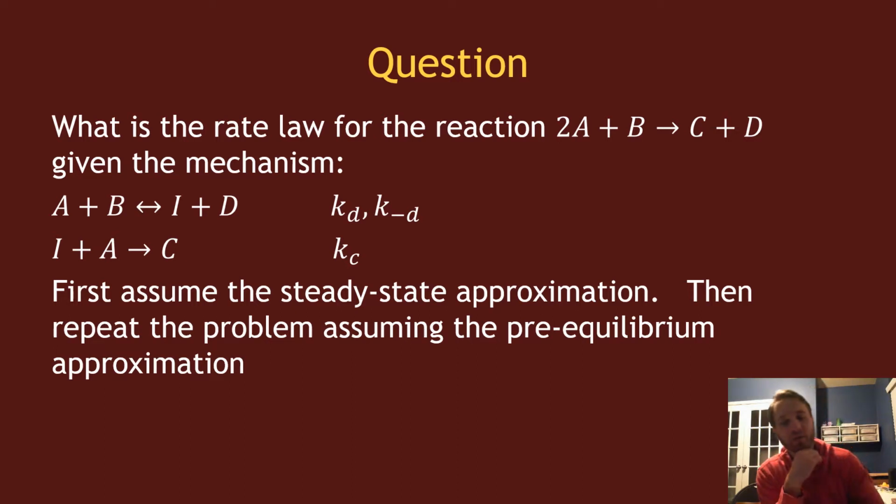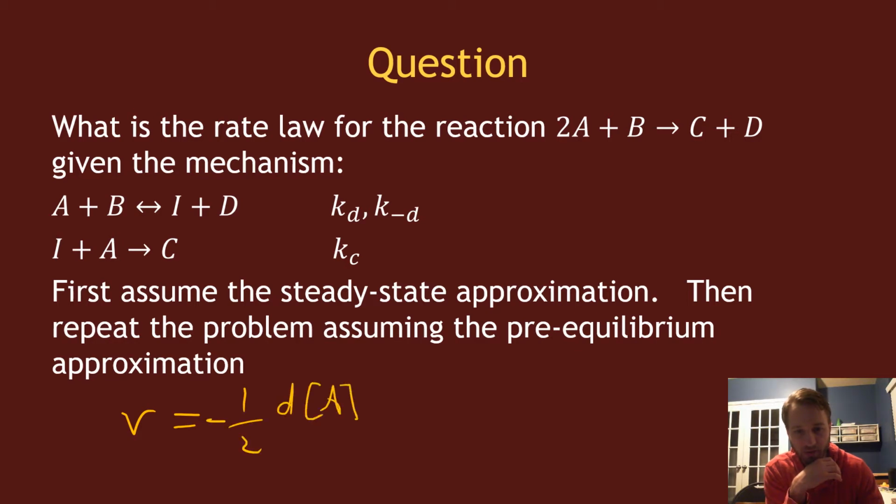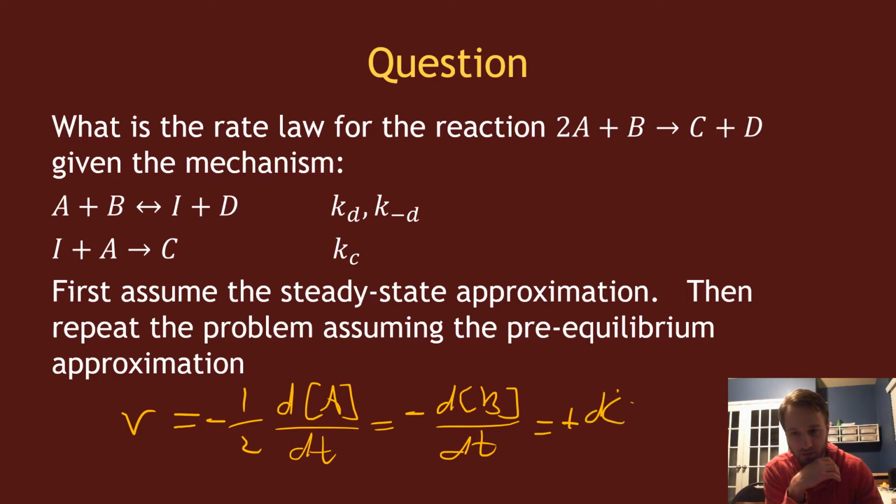Again, for using the pre-equilibrium approximation or the steady state approximation, we first start off with the idea that my rate law is going to be related to either -1/2 times dA/dt, or -dB/dt, or positive dC/dt, or positive dD/dt. All these things equal the overall rate for my reaction.